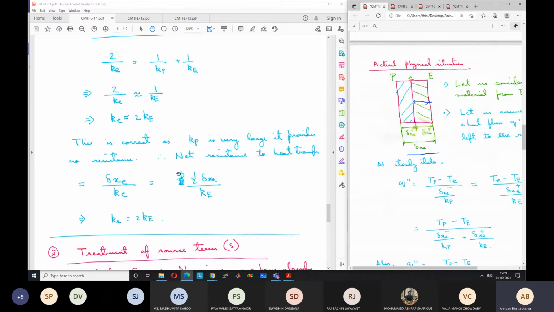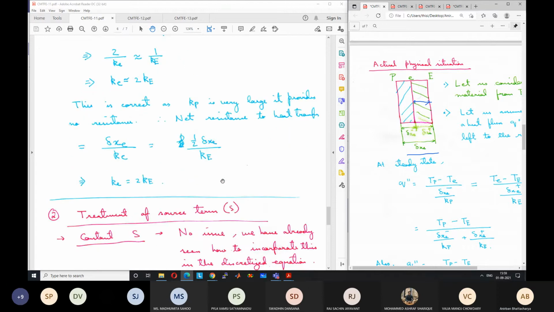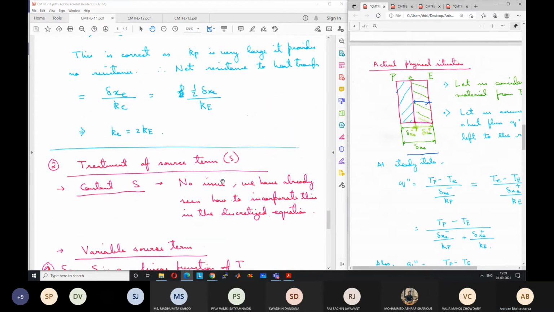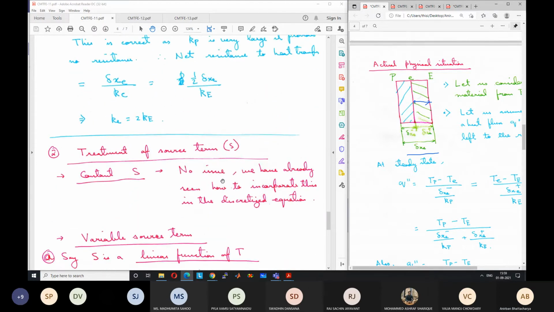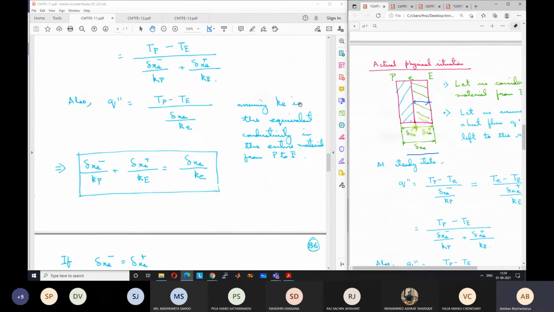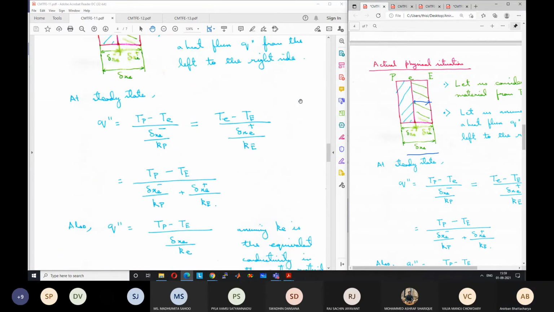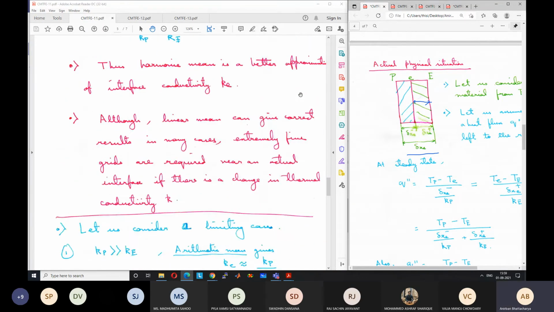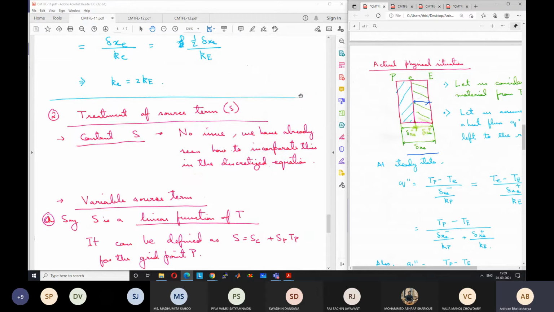Any questions on this part? No questions. So this should be clear. When you are writing your own code, you can see that this is a proper choice of conductivity.